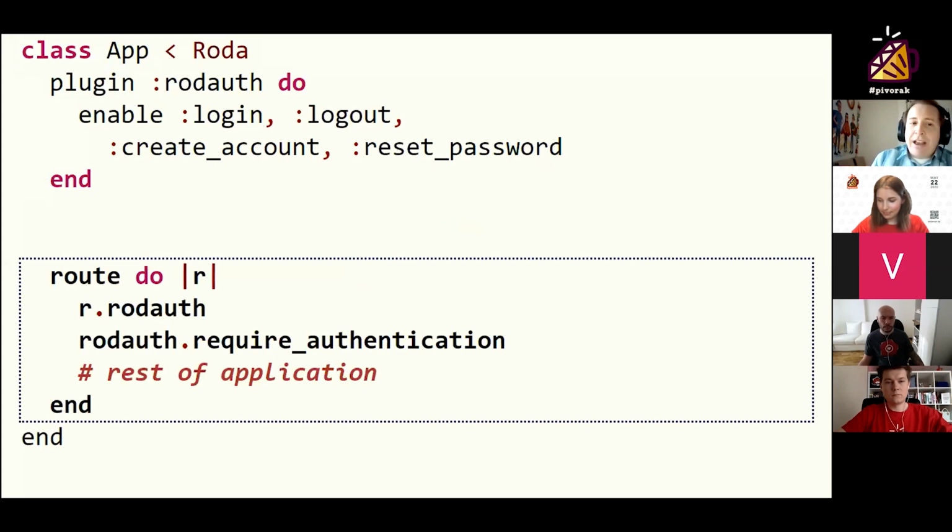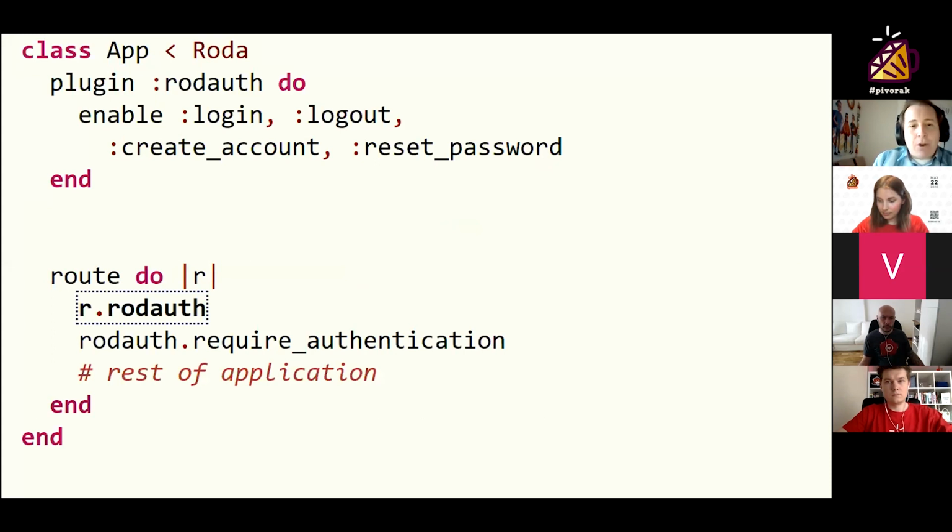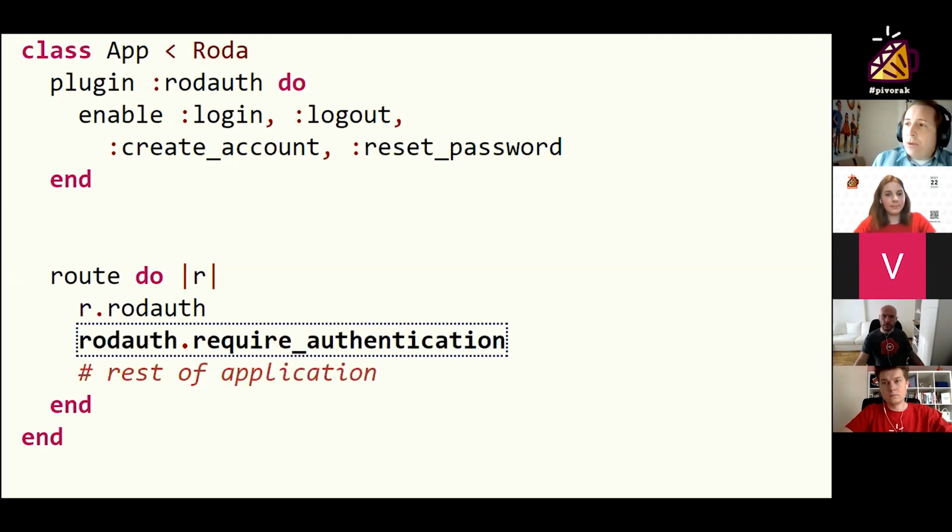Roda is a web toolkit that uses the idea of routing requests using a tree made out of Ruby blocks. You can also think of it as a very fast and configurable web framework. When a request is received, the route block is called. The route block is yielded the request object, and the first line calls the Rodauth method on the request object. And this handles all of the routes that are added by Rodauth. The second line calls the require authentication method on the Rodauth object, which will redirect to the login page if the account has not been authenticated, or the session has not been authenticated. This ensures that the entire rest of the application is only reached for sessions that have already been authenticated.